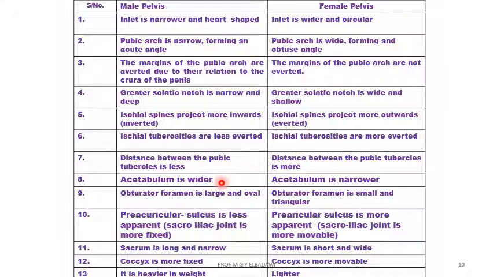The acetabulum will be wider in male because of the size of the bones, compared to the female where it will be narrow. The obturator foramen will be large and oval in the male, but small and triangular in the female. There is a major difference, which we call the preauricular sulcus.